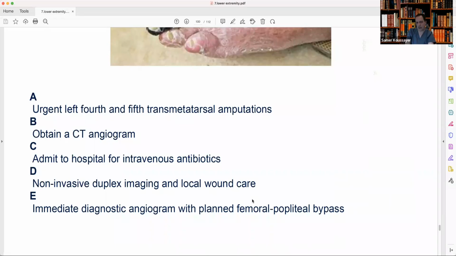But CT angiogram requires a lot of contrast. Unless it's a life-threatening situation, like you think the patient has bowel ischemia and you want to rule out SMA occlusion, something you cannot rule out otherwise, or you want to rule out dissection, or the patient comes in with trauma, then I may take the risk.